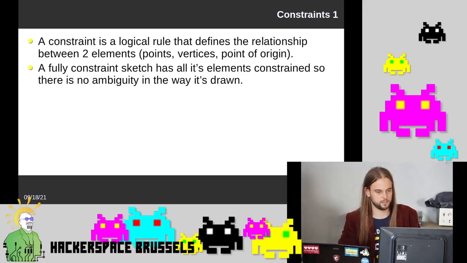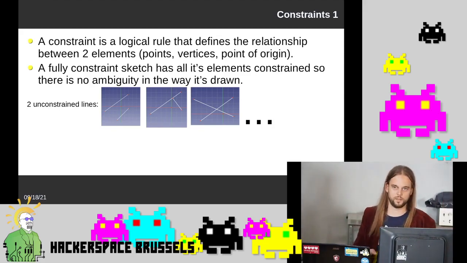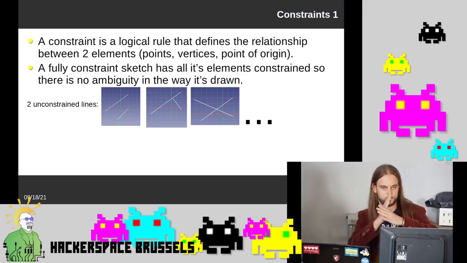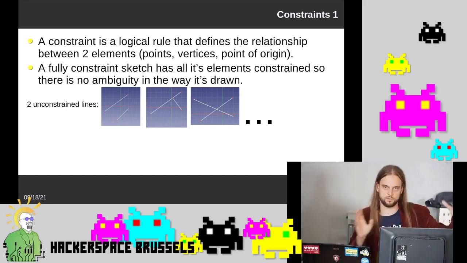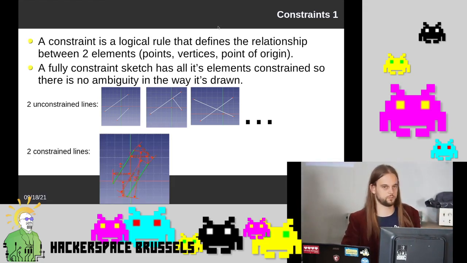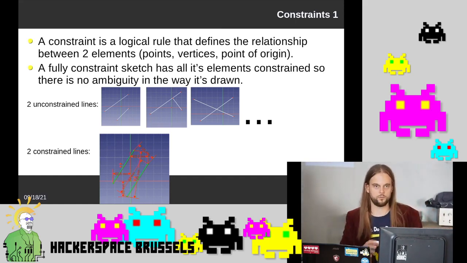What does that mean exactly? If I ask you to draw 2 lines, you could make 2 parallel ones, two lines that cross, 2 that are straight up. They can have different lengths, different positions, different sizes. There's an infinite amount of ways you could interpret that. There should be only one, and that's why we're going to constrain it. By constraining a sketch, there is exactly one way that it can be drawn on our 2D plane.